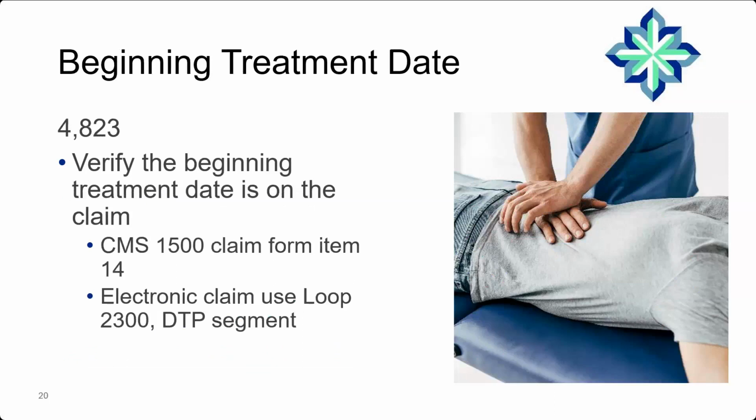Beginning treatment date. This is one that has to be on there for all chiropractic claims, and it is a requirement from CMS, so we have to reject if we don't have it. It is causing about 4,823 rejections, and it's actually the first day you began treating them. This could be the day of the evaluation, or a variety of other things, but it is one of the more common ones. Okay. And on the slide I built in the loop and the item that we're looking for if you're billing a 1500 or an 837. So please make sure you check and make sure it's there.